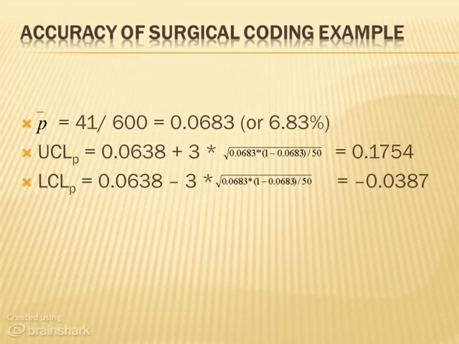So back to our upper and lower control limit calculations for this example. We've got the mean percentage, which we've calculated by dividing 41 over 600, or the total sample size, and that equals 0.0683 or 6.83%. And then to calculate the upper control limit for P, we have that mean percentage plus 3.